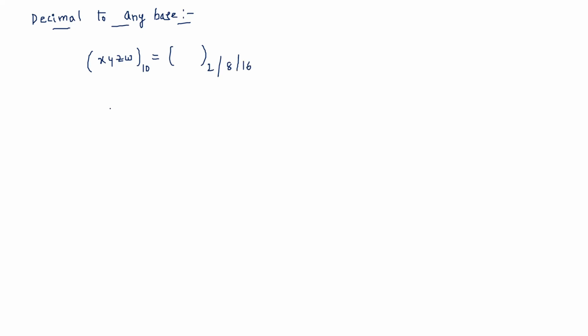You just need to divide the given number. Whatever number X, Y, Z, W you have taken, to convert it to binary you need to divide that number by 2. If you want to convert that number into octal, divide by 8. And similarly, to convert into hexadecimal, you need to divide X, Y, Z, W by 16. In this way, we will get decimal to octal, decimal to binary, and decimal to hexadecimal.